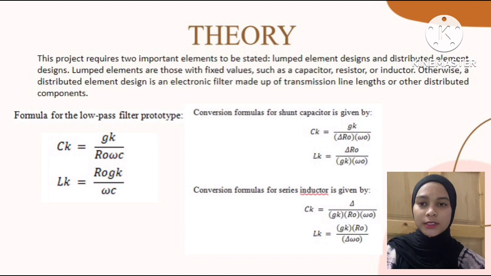First, this is the formula for the low pass prototype. And then for band pass, to design a band pass filter, we start with a low pass prototype and then we convert to the band pass filter design. So there are two types of conversion, which is shunt capacitor conversion and series inductor conversion.